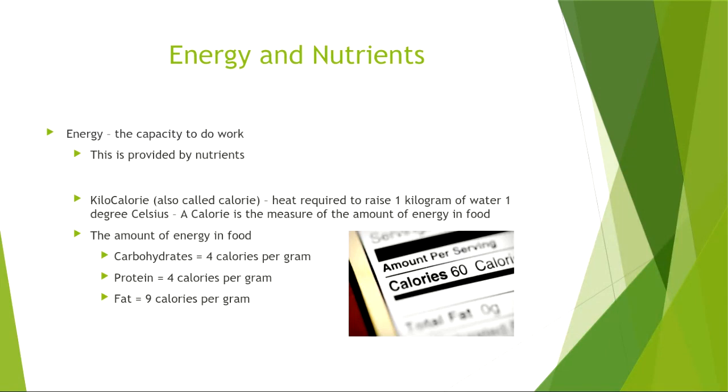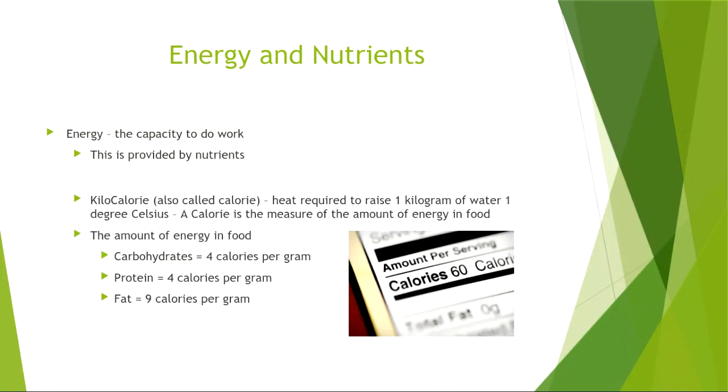Here's energy and nutrients. So energy is the capacity to do work. And we get this energy from nutrients that we eat. There's 6 total types of nutrients, but only 3 of them give us energy. The 3 nutrients that give us energy are carbs, protein, and fat. And you can see on this slide, we measure energy with a word called calorie. That's our measure of energy in food.